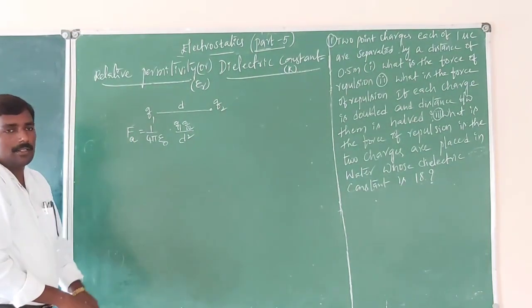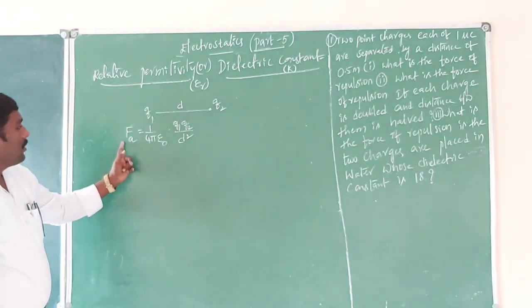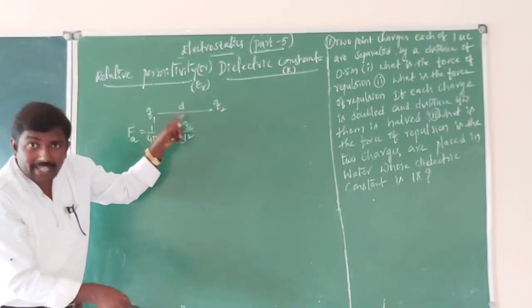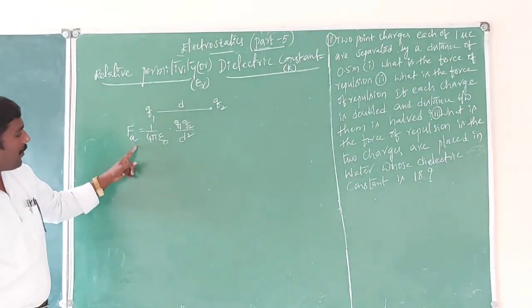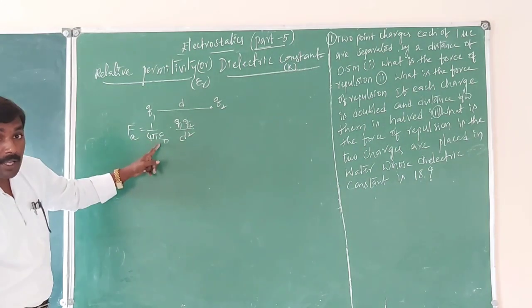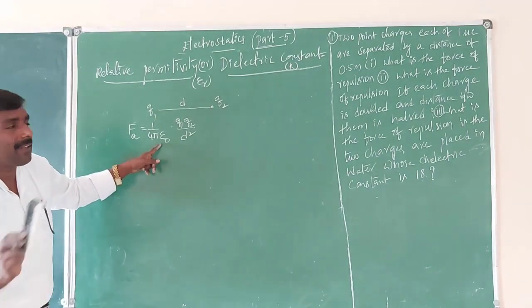F_a means force of attraction or repulsion in air, because these two are kept in air. So according to Coulomb's law, F_a is equal to 1 by 4 pi epsilon naught Q1 Q2 by D square, where epsilon naught is the permittivity of the vacuum or air.